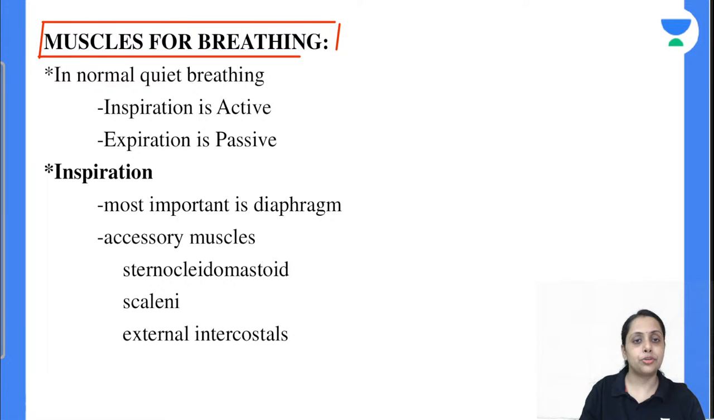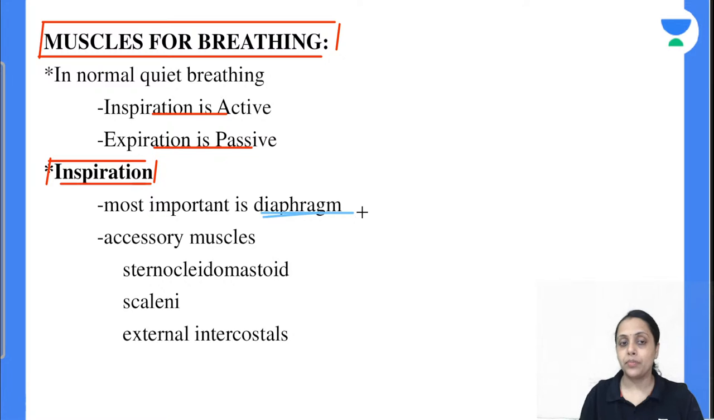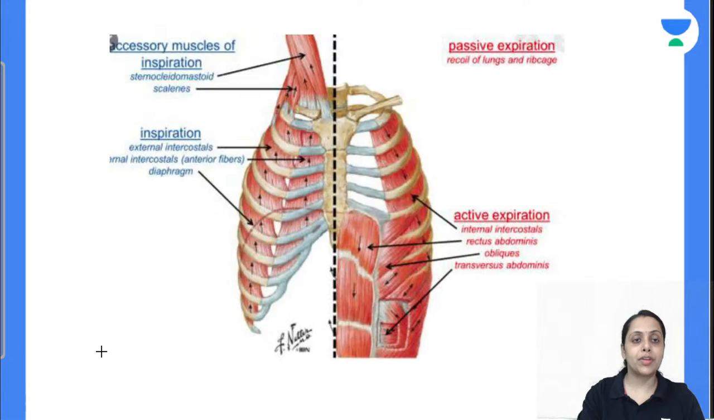Moving further to the muscles required for breathing. Normal breathing ki baat karenge, tumhara inspiration is active process while expiration is passive process. So now coming to the muscles required for inspiration. The most important out of all is the diaphragm. Along with that, we have certain accessory muscles like sternocleidomastoid, scalene muscle and external intercostal muscle. All these three muscles are required for inspiration. Diaphragm is the most important; the accessory muscles are sternocleidomastoid, scalene muscle and external intercostal muscle.